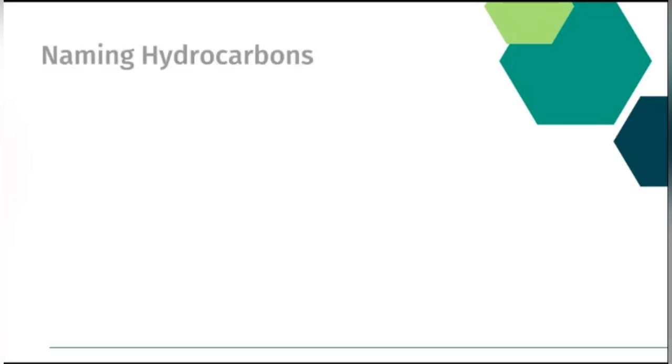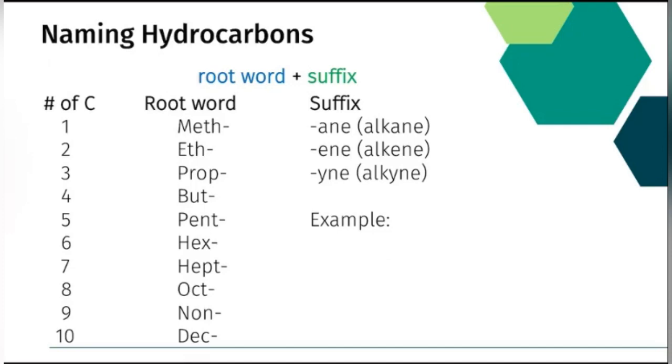So, what are these? Here we have a table of root words and suffixes. For the root word, this represents the number of carbons. So, for a compound or hydrocarbon that contains one carbon, the root word will be meth. For two carbons will be eth. Then for three, prop, and so on and so forth. So you just use all the root words that exactly represent the number of carbons in the compound.